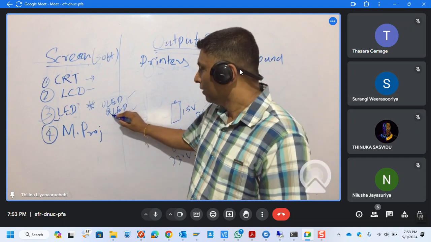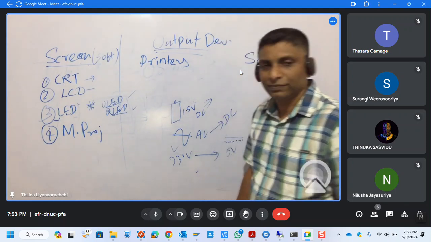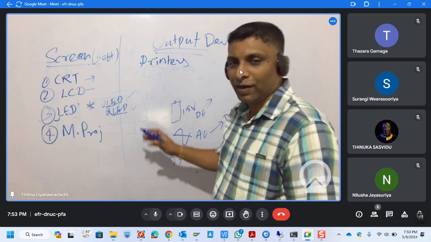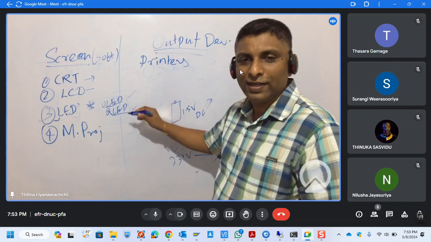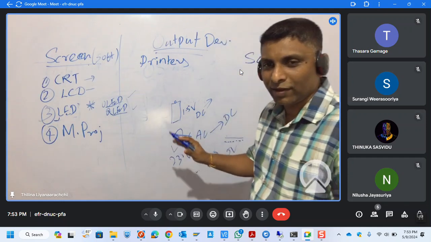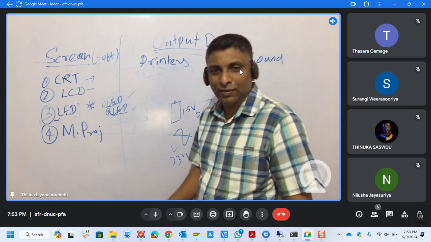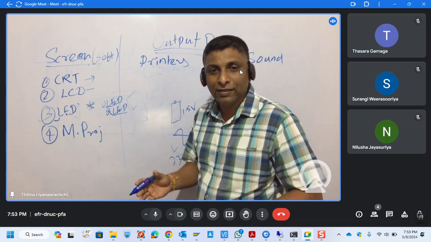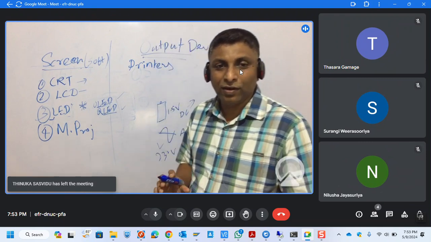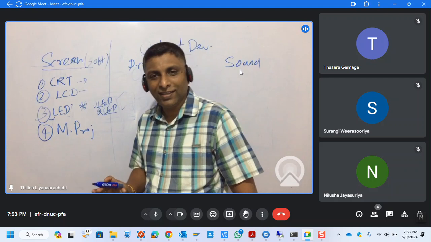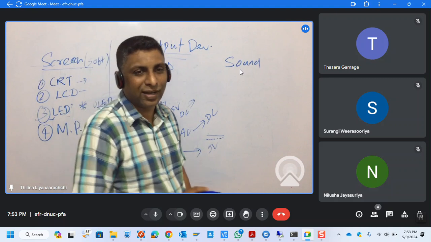Whatever it is, the base is LED, right? But there's a huge difference in the quality, right? OLED and QLEDs, those are very beautiful screens you can see, right? Even last week I saw an LED monitor, like an OLED monitor. It's actually very beautiful, it generates very nice graphics, right?